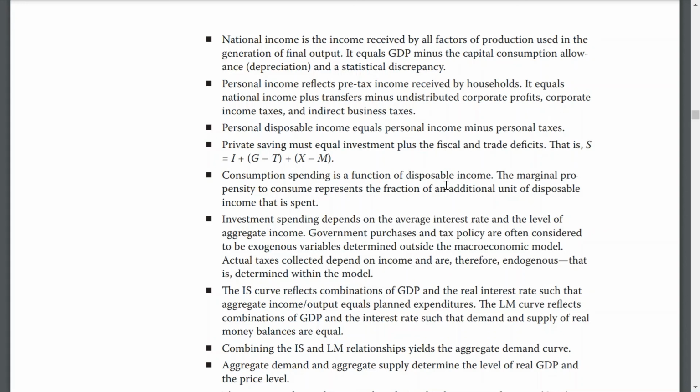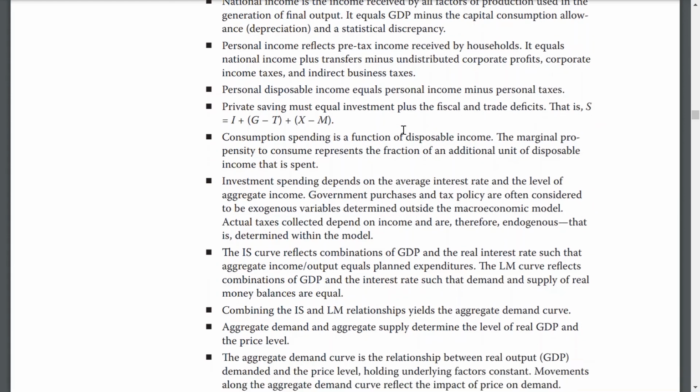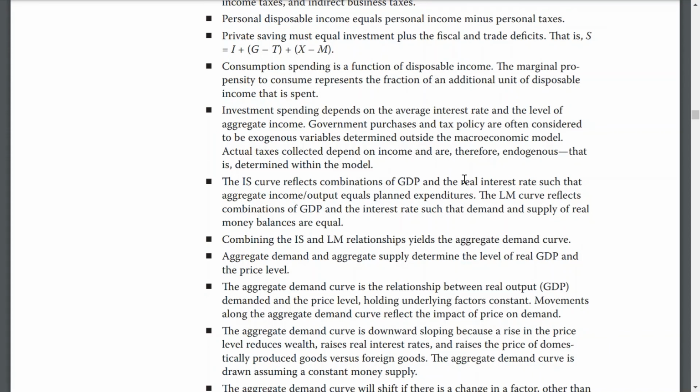Consumption spending is a function of disposable income. The marginal propensity to consume represents the fraction of an additional unit of disposable income that is spent. Investment spending depends on the average interest rate and the level of aggregate income. Government purchases and tax policy are often considered to be exogenous variables determined outside of the macroeconomic model. Actual taxes collected depend on income and are therefore endogenous, determined within the model.